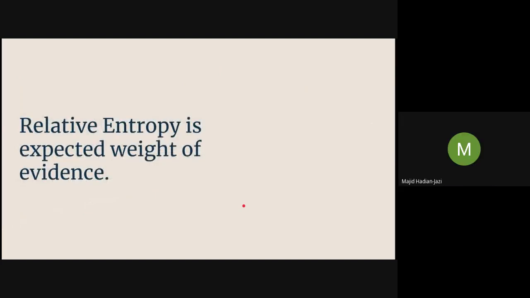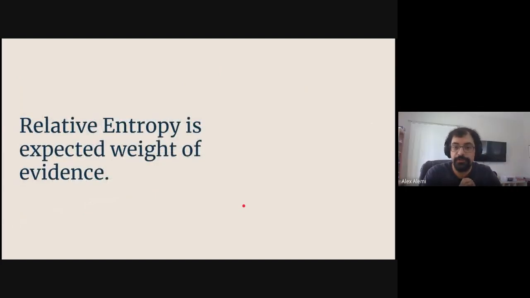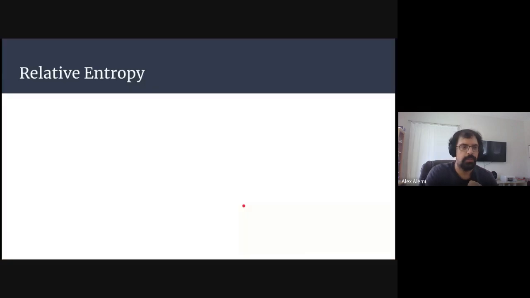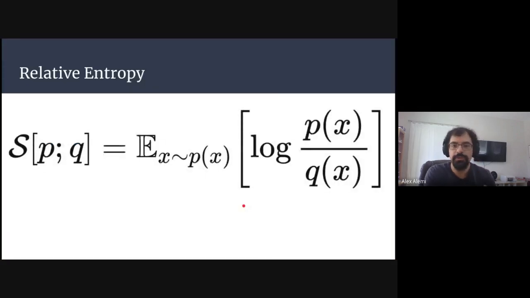Okay. So this gives us our first of several interpretations for what relative entropy is. Relative entropy is an expected weight of evidence. It's a way to try to compare two probability distributions independent of data. And we remove the data dependence by generating data from one of the two hypotheses.